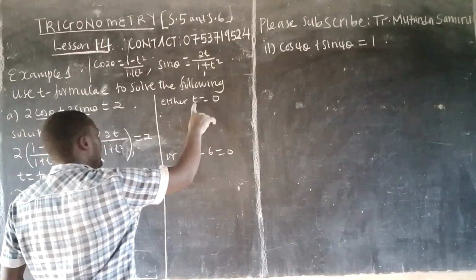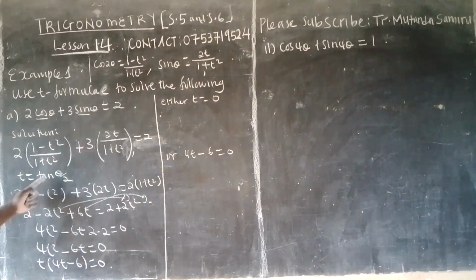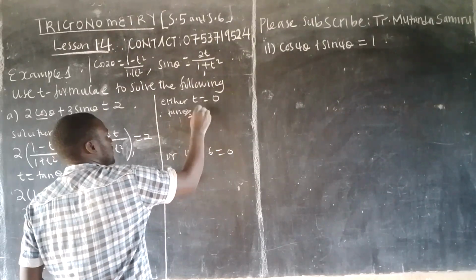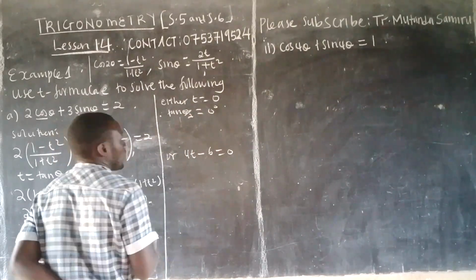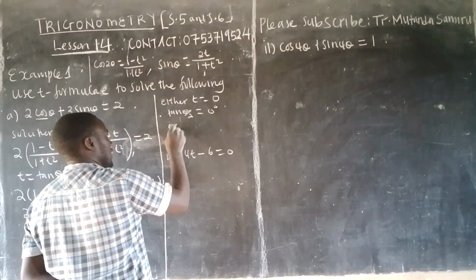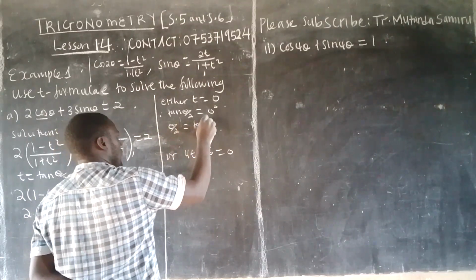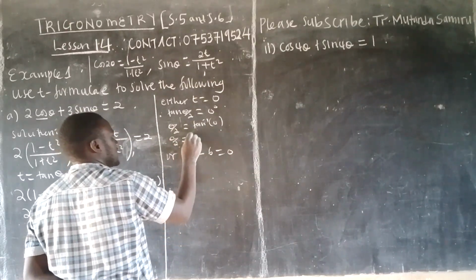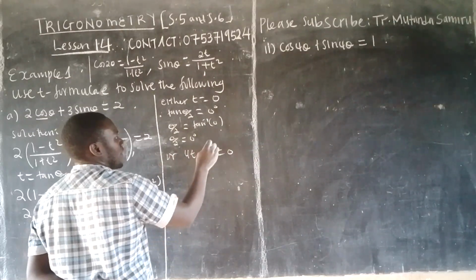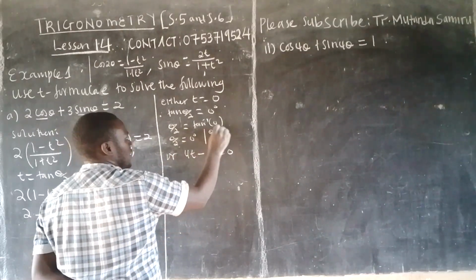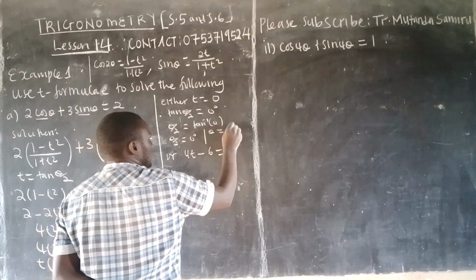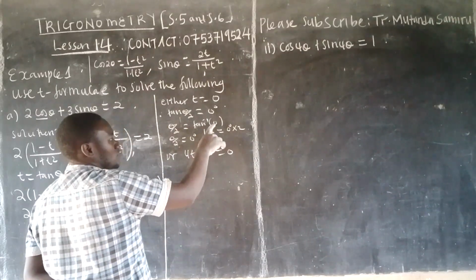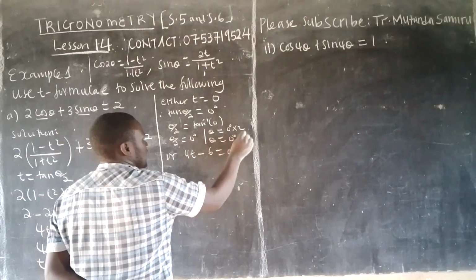Now, the t is equal to 0, but what is our t? Our t is tan theta over 2. So tan theta over 2 is equal to 0. Now what you're going to do is get the inverse. So theta over 2 is equal to tan inverse of 0, and theta over 2 will just be 0 degrees. When you multiply, theta is equal to 0 times 2. I will not go into the quadrants because it was 0. So theta is equal to just 0 degrees.